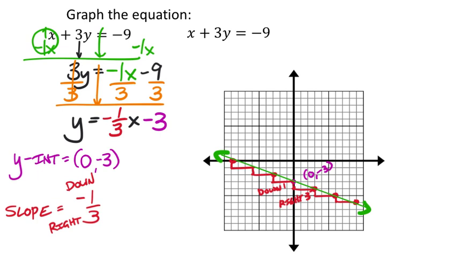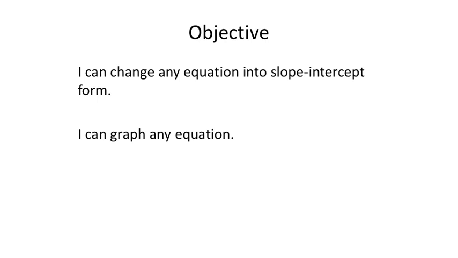Okay, down 1 to the right 3, there's our slope. That's the graph. Again, all ordered pairs on this line, the green line, all the ordered pairs we found, that would have made the original equation a true statement, every single one of them. Here's our objectives again. I could change any equation into slope-intercept form, at least for linear equations, like we just did. But also, we should be able to graph an equation. Like we've seen, if it comes in standard form, then we are changing it into slope-intercept form, and then we're using just slope-intercept form to graph those straight lines.